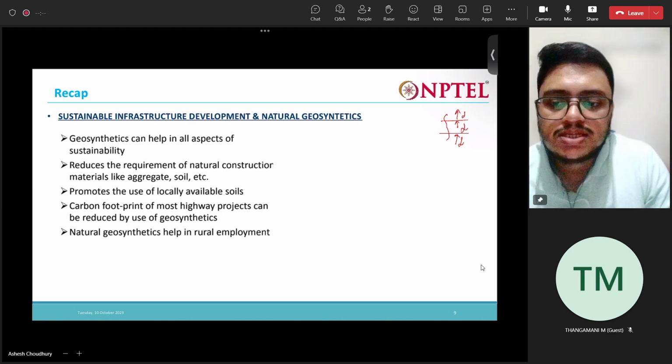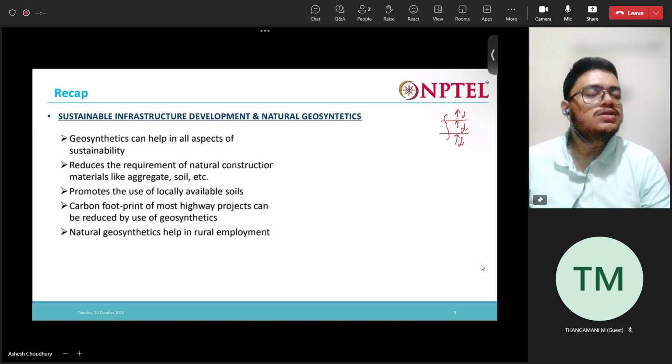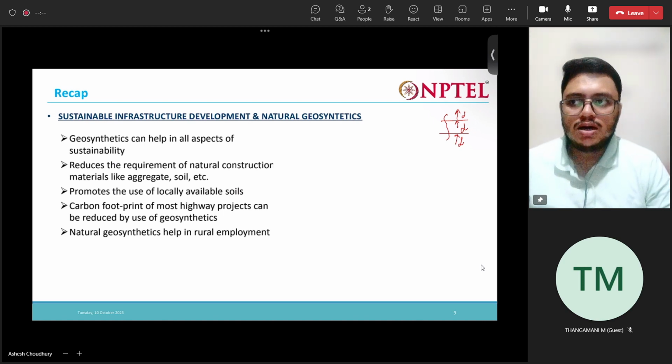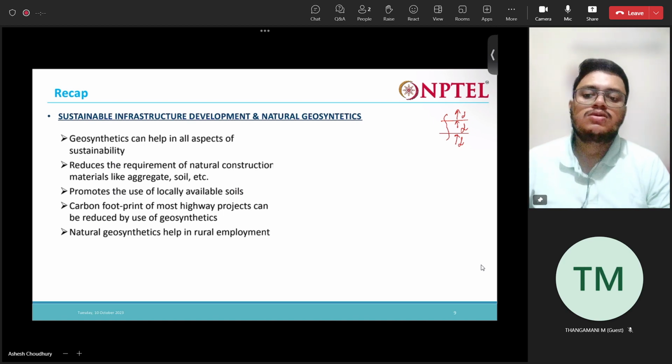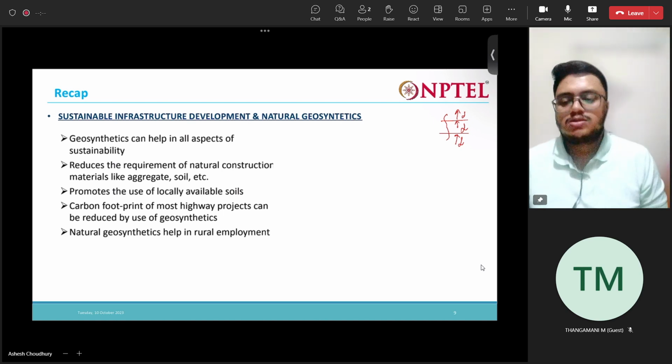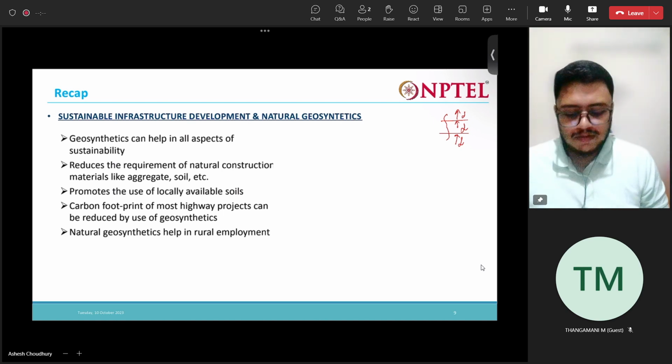Then natural geosynthetics can help in rural employment. Natural geosynthetics such as jute and coir are generally made by poor, semi-skilled laborers in villages. So rural employment will increase. More money will flow to the villages, villages will grow, and people in villages will also become rich. That's why geosynthetics are very useful to us.